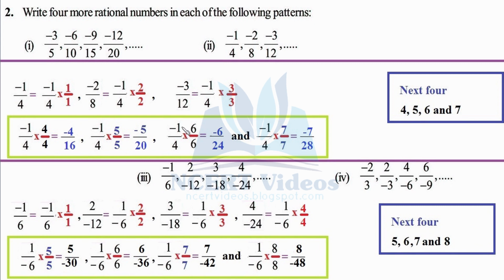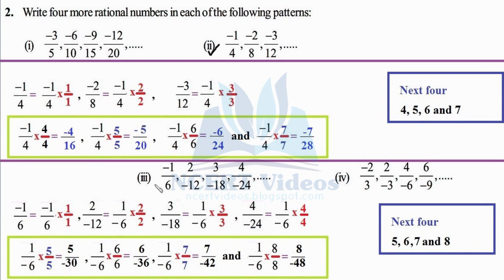5 4s are 20. 6 into minus 1 is minus 6. 6 4s are 24. 7 into minus 1 is minus 7. 7 4s are 28. So these are your next 4 rational numbers. And in these, you don't have to get them to simplest form because you are just simply asked to find more rational numbers. So that's your second.